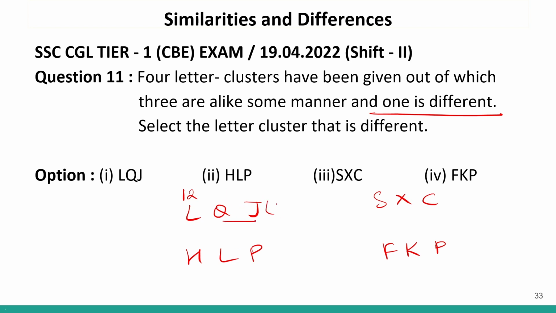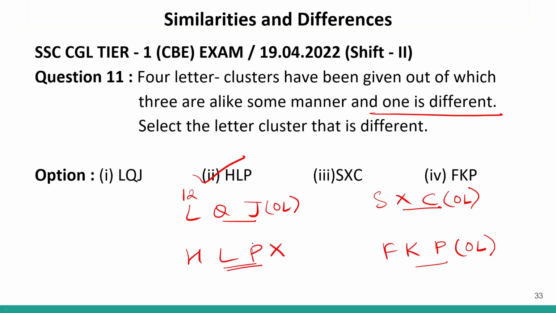So maybe this is a pair of opposite letters, because over here I can see that X and C are also opposite letters. Similarly, K and P are also opposite letters. L and P, if you look at them, is the only pair which is not opposite letters. So according to me, the answer will be option number 2, HLP, based on the fact that all these three are pairs of opposite letters. Only LP is not a pair of opposite letters.